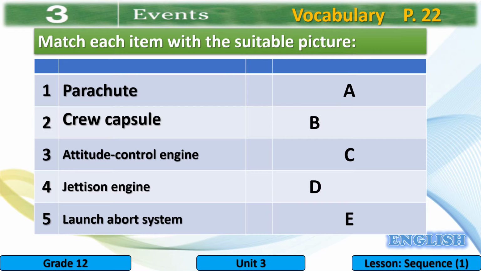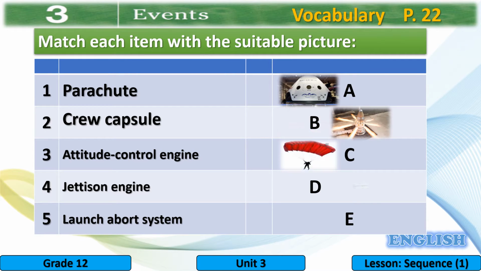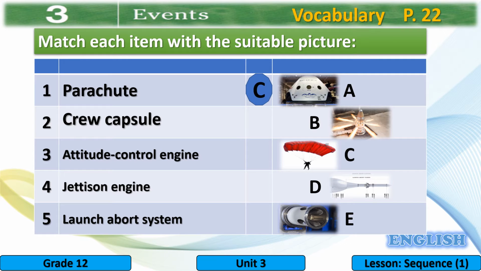Dear students, now let's try to match each of the following 5 pictures with their names. We have the words parachute, crew capsule, attitude control engine, Jettison engine, and the launch abort system. You can pause the video before you check your answers. Thank you so much. Now please check your answers. This is the parachute, the crew capsule, attitude control engine, the Jettison engine, and the last one is the launch abort system. Well done. Thank you.